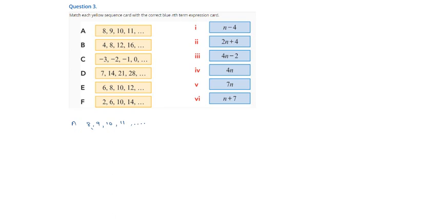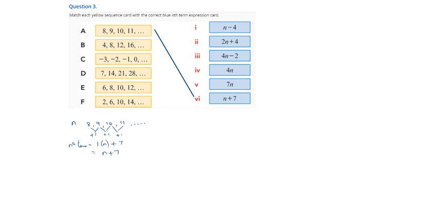So 8 plus 1 will give us 9, 9 plus 1 will give 10, 10 plus 1 will give 11. So the nth term will be 1 into n. Now let's check this. 1 into 1 will be 1. 1 plus 7 will give us 8, which is the first term. So the nth term is n plus 7. So A matches with n plus 7.